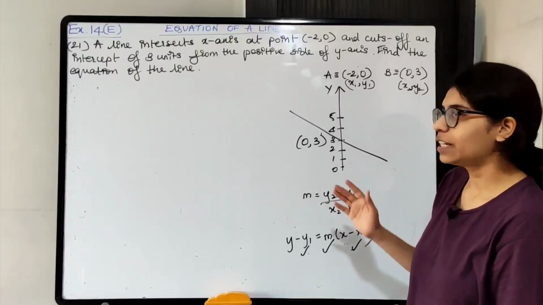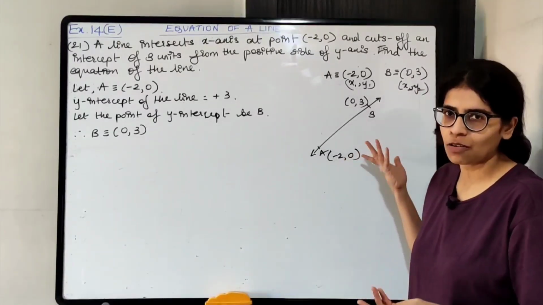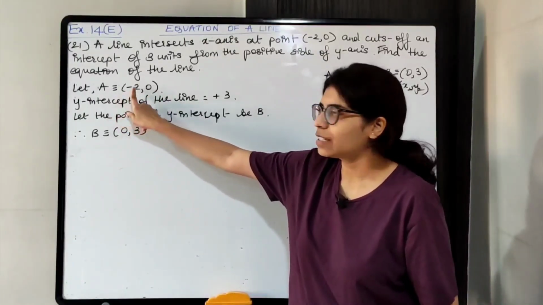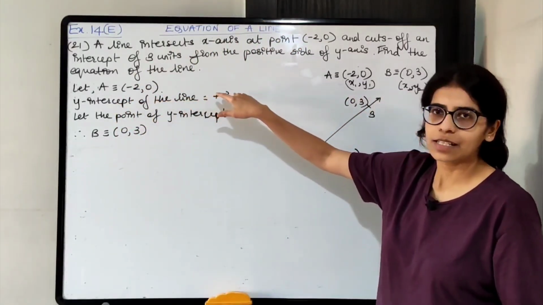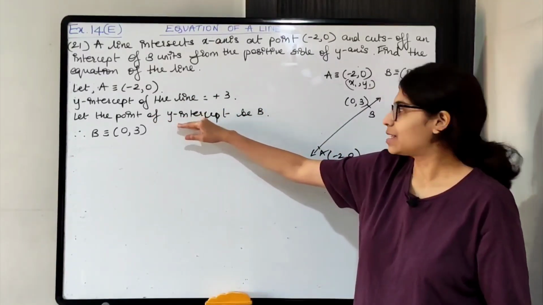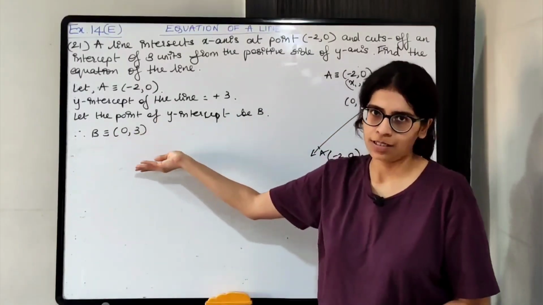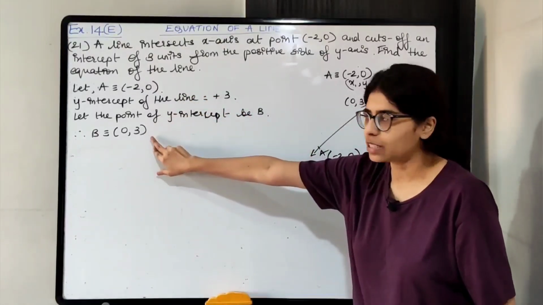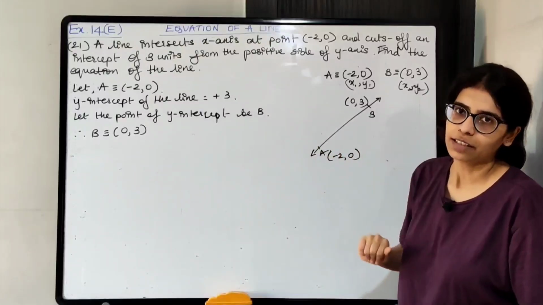Okay, so let us solve now. Draw a rough line AB for reference. You can draw it or you can just leave it, it's okay. Write down the statements. A we are taking as minus 2, 0. We have just named the point. And the y intercept given is plus 3 units. So the point where it is cutting the y-axis, that we are taking as B. So B will be 0, 3. The x coordinate is 0 because it is lying on the y-axis. Okay, so A is known, B is known for the line. So we can easily find the slope, consider one point's coordinates and find the equation of the line.